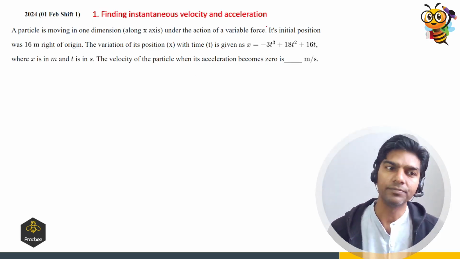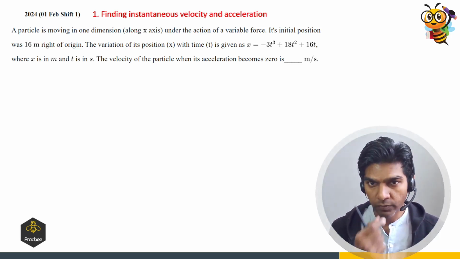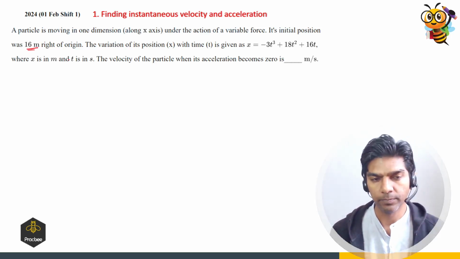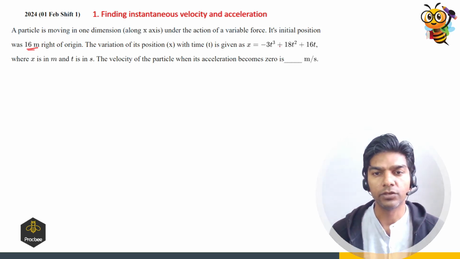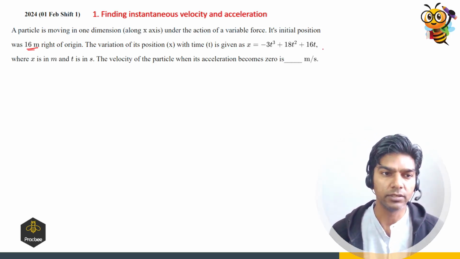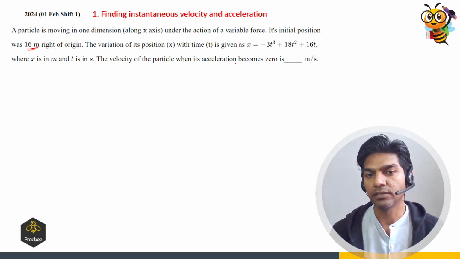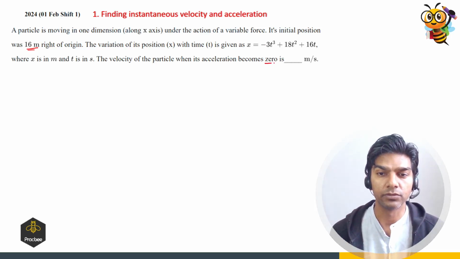So let us see the question. A particle is moving in one dimension under the action of a variable force. Its initial position is 16 meters right to the origin. The variation of its position with time is given by this, right? So x is equal to minus 3t cube plus 18t square plus 16t, where x is in meters, t is in seconds. The velocity of the particle when its acceleration becomes 0. So we have to find the velocity when the acceleration becomes 0.